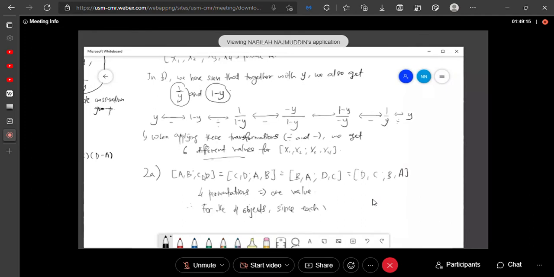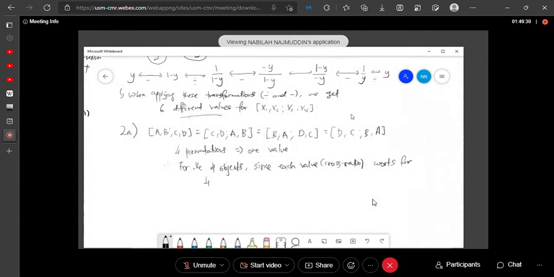Since each value, the first ratio, works for 4 permutations, and hence the number of all permutations of the 4 objects is 24. Okay?